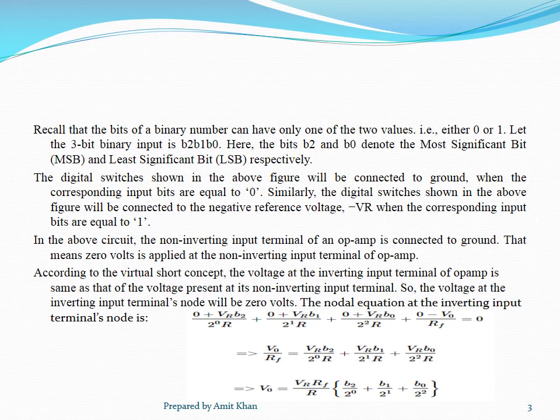In the above circuit, the non-inverting input terminal of the op-amp is connected to ground. That means 0 volts is applied at the non-inverting input terminal of the op-amp. So according to the virtual short concept, the voltage at the inverting input terminal of the op-amp is the same as the voltage present at its non-inverting input terminal. So the voltage at the inverting input terminal's node will be 0 volt, and the nodal equation at the inverting input terminal is given as follows.